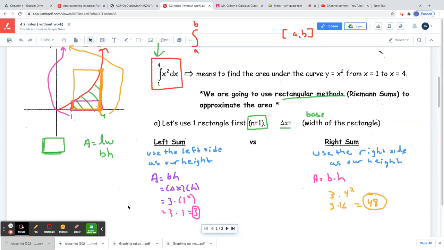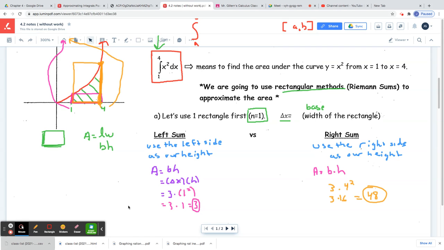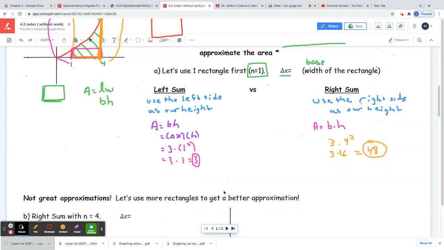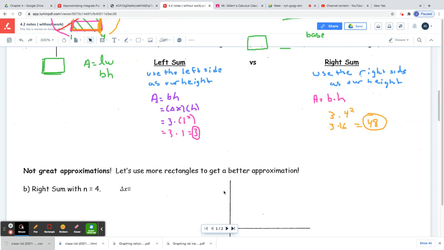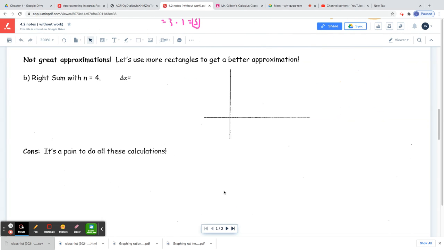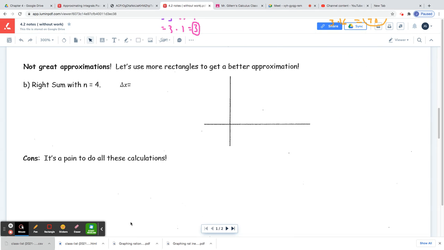Okay. Now, obviously, this is an awful approximation. All right. It says it right here, not a great approximation. What will be a better approximation is if we use more rectangles. So in this problem, we're now going to do 4. So n equals 4.